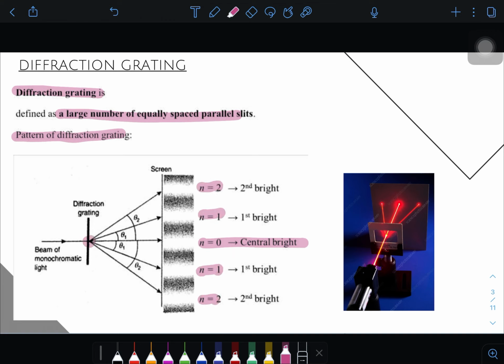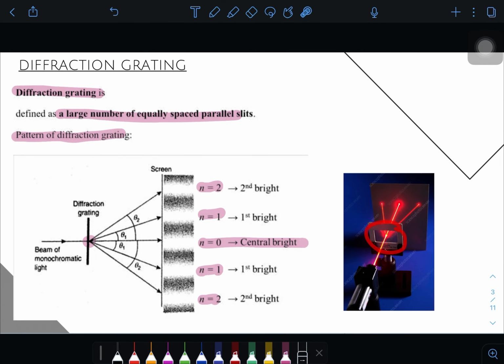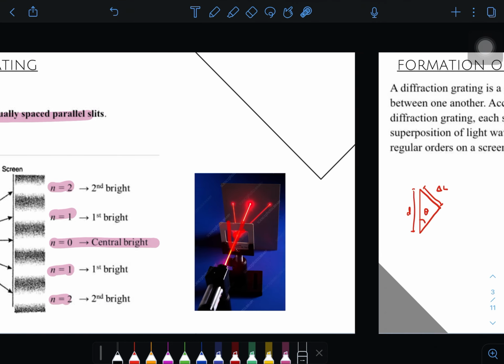Then from the diffraction grating film, dia akan menghasilkan angle. Kenapa dia boleh menghasilkan angle? Sebab dia ialah equally spaced. Okay, now we go to the first learning objective, which is explain with the aid of diagram the diffraction grating. So a diffraction grating is a plate containing many parallel lines or slits at a uniform distance. So macam tunjuk tadi, dia ialah film yang ada bukaan yang sama rata.